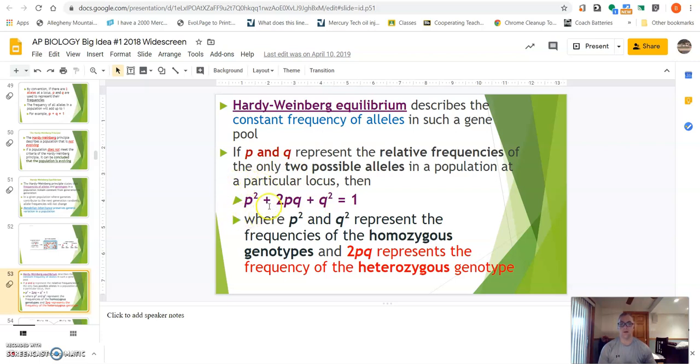P squared is the percentage of individuals that are homozygous dominant. 2PQ are heterozygous individuals. Whatever this value is, that's the percentage of the population that's heterozygous. Q squared, these are homozygous recessive individuals. So if you add up all the homozygous dominant, all the heterozygous, and all the homozygous recessive, you put them all together, that equals everybody. And that would make sense based on the layout of these different things.